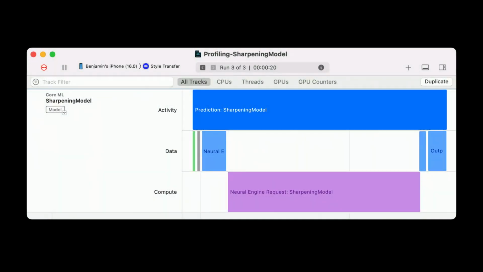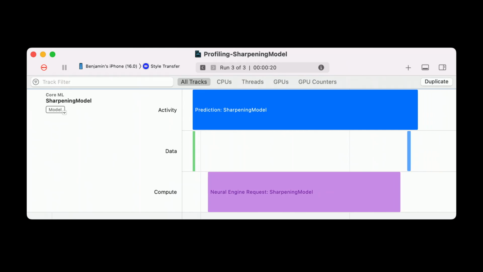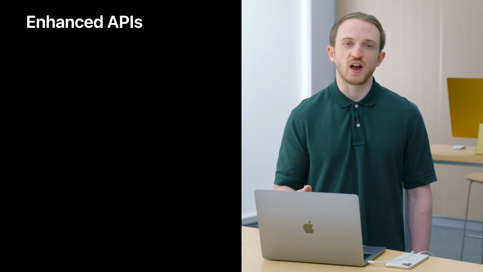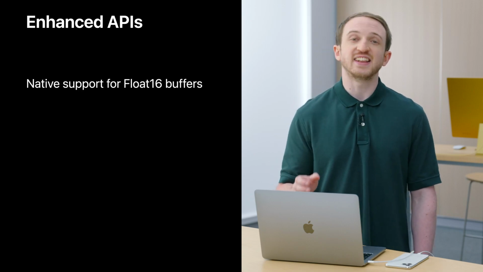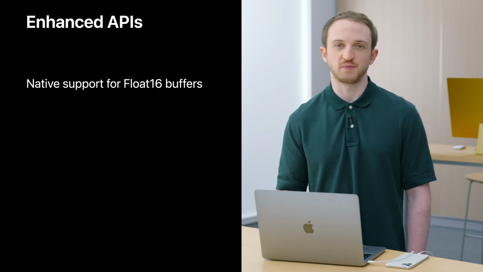So with those changes made, to recap, here's what was shown in the instruments trace when using the original version of the model that had 8-bit inputs and outputs. And here's how the final instruments trace looks after modifying the code to provide I/O surface-backed float16 buffers to the new float16 version of the model. The data transformations that were previously shown in the data lane are now gone, since CoreML no longer needs to perform them. To summarize, CoreML now has end-to-end native support for float16 data.